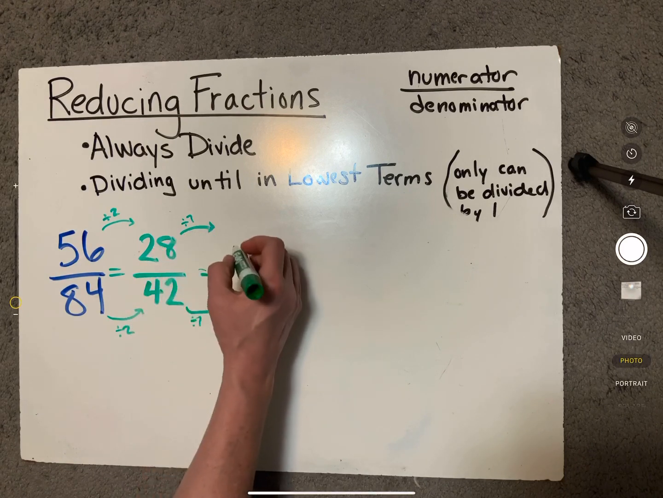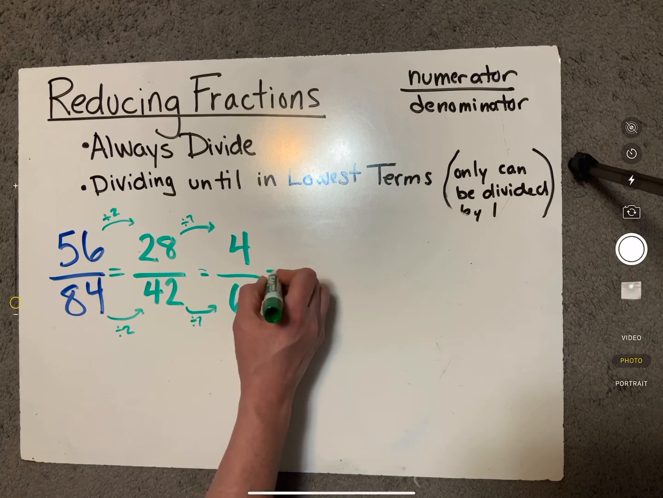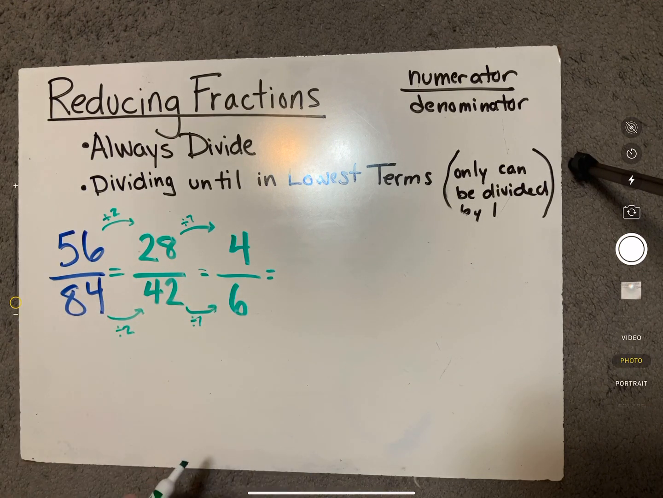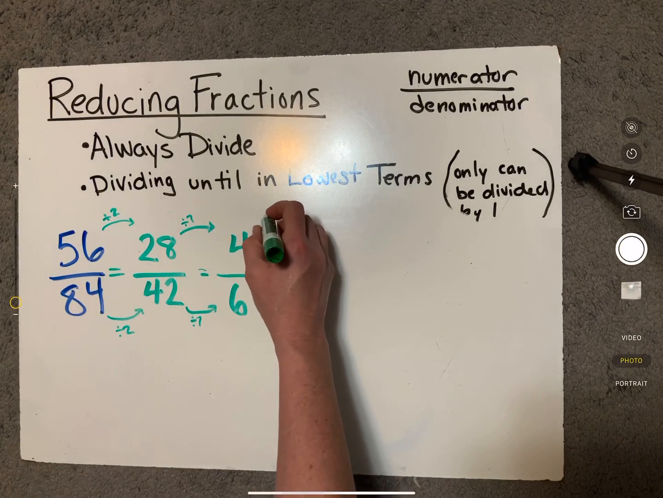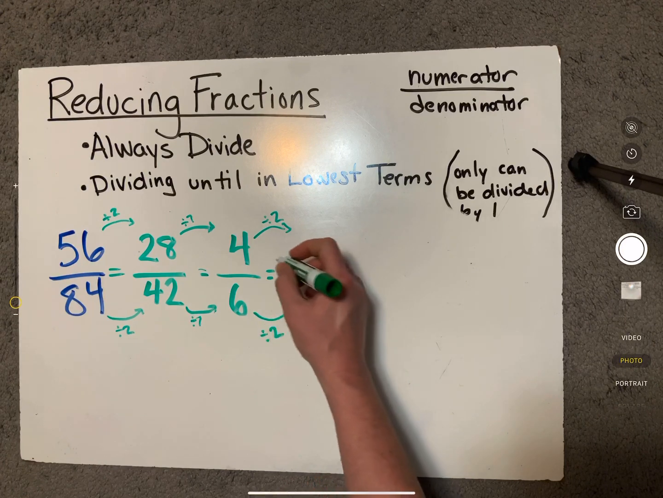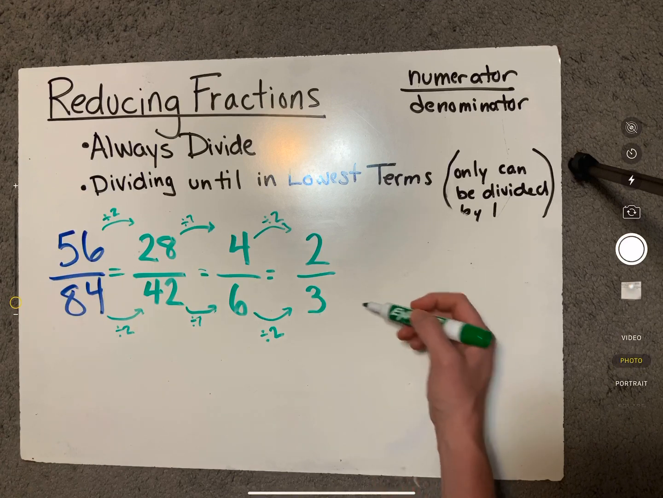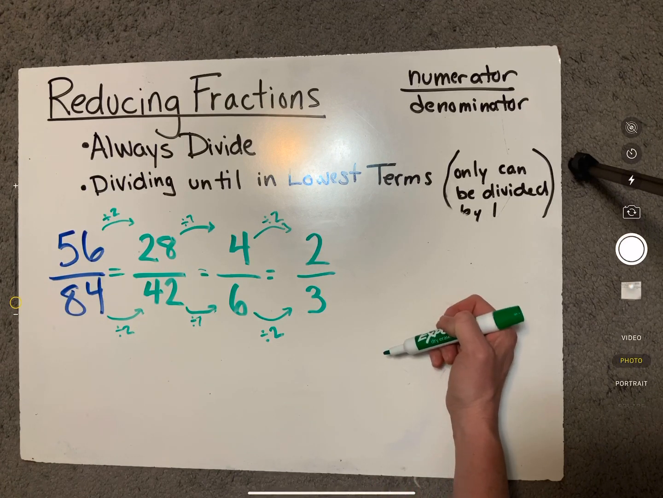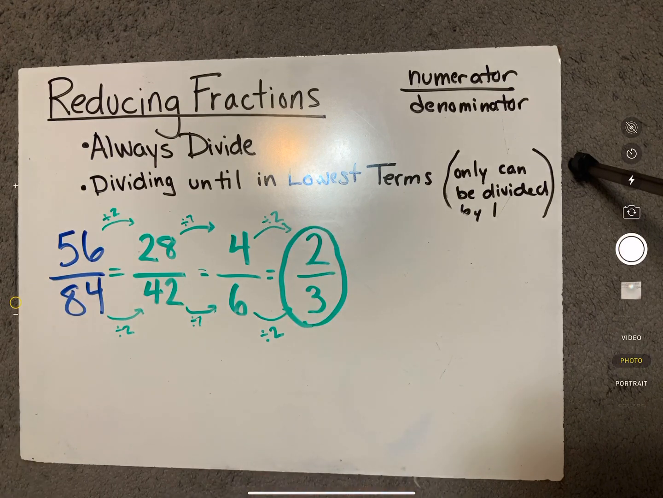So 28 divided by 7 is 4. 42 divided by 7 is 6. Are we at lowest terms yet? No, we are not. So we can divide the numerator by 2 and the denominator by 2. So 4 divided by 2 is 2. 6 divided by 2 is 3. Now am I in lowest terms? Yes, 2 and 3 are only divisible by 1. So 2/3 is our lowest terms.